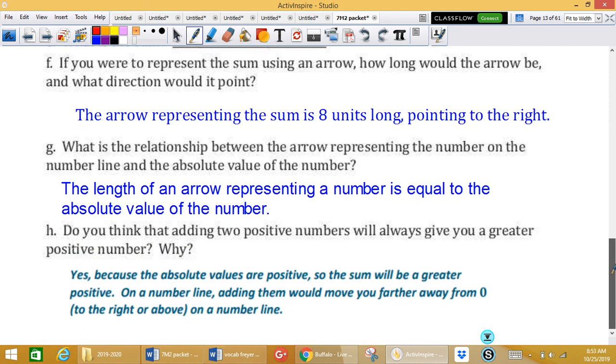Do you think that adding two positive numbers will always give you a greater positive number, and why? Yes, because the absolute values are positive, so the sum will be a greater positive. On a number line, adding them would move you further away from 0 to the right or above on a number line.